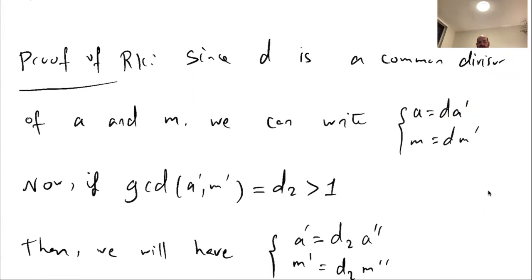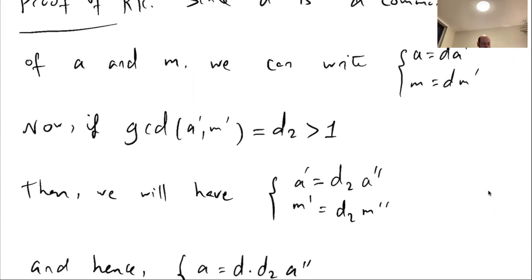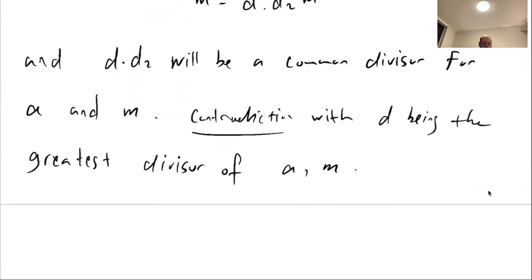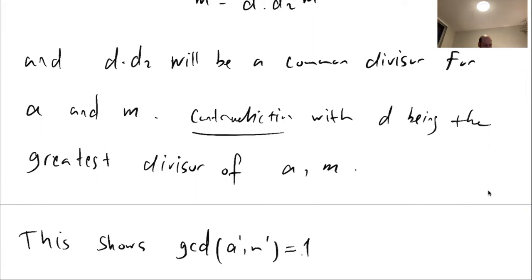So basically, of course, we are using a proof by contradiction here. We wanted to show D2 is equal to 1. Then we said, if D2 is bigger than 1, then we will have a contradiction here, because D will not be the greatest common divisor anymore. And this shows GCD of A prime and M prime equals 1 as desired.